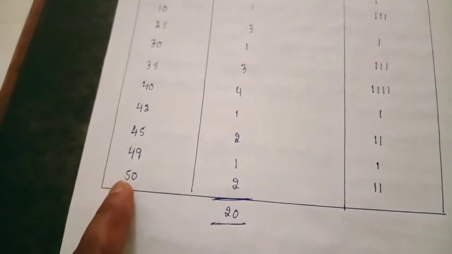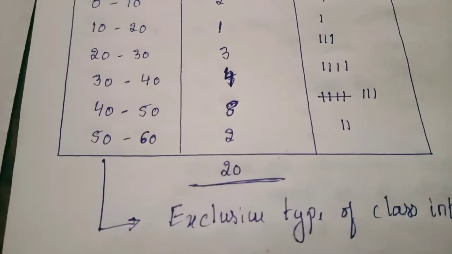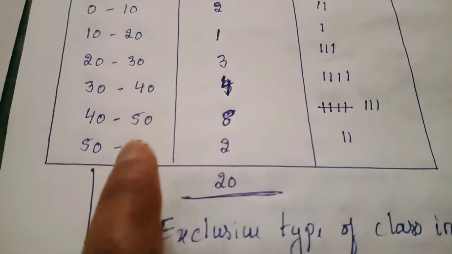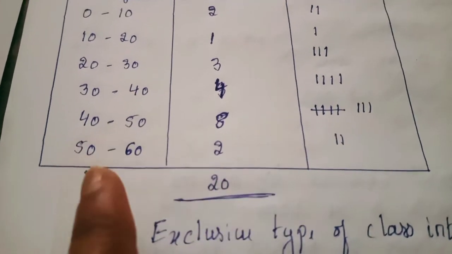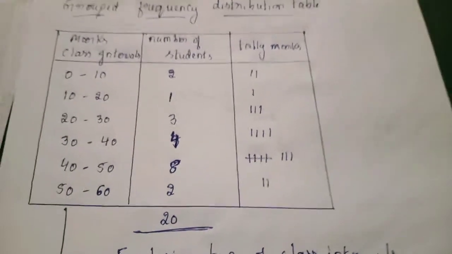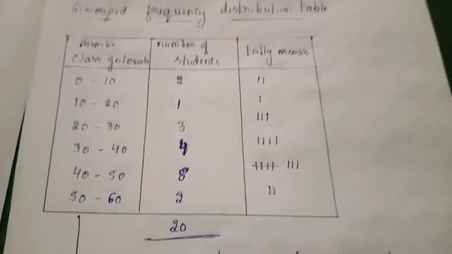That's why. So you can see how many students got 50? 2 students. So where should I enter those 2 students? I cannot enter them in 40 to 50 because 50 is excluded. So I have to write the 2 students in the class interval 50 to 60. So in this way we do a frequency distribution table.